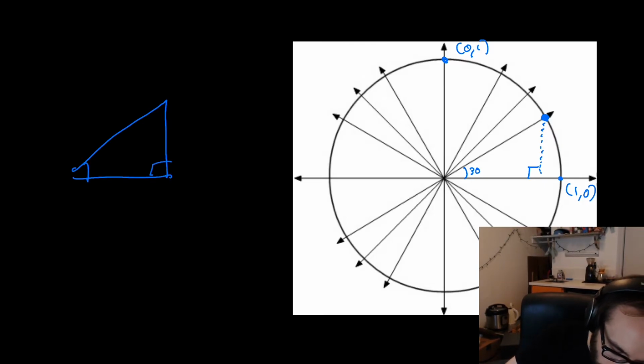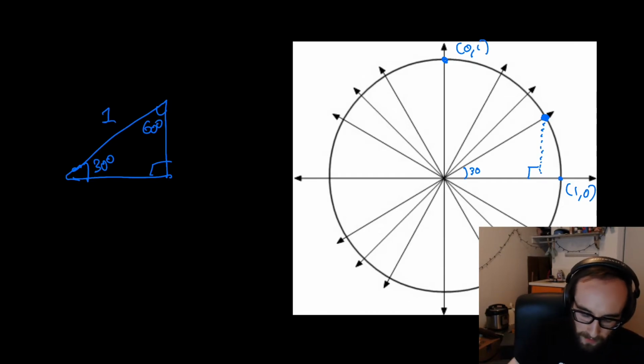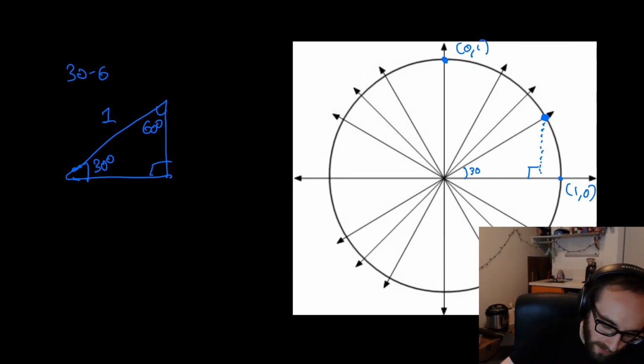So 30 degrees in one corner. Up here, we know we have 60 degrees because the sum is 180. And we know the hypotenuse is 1. And this is actually a 30, 60, 90 triangle. This is one of our special triangles.